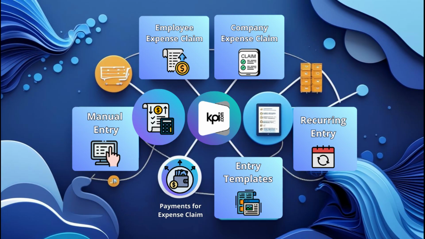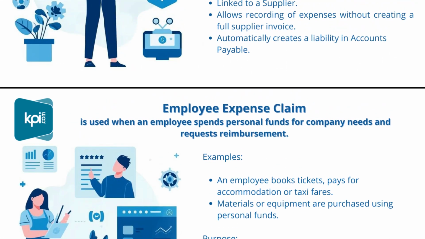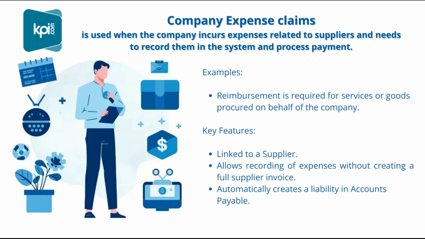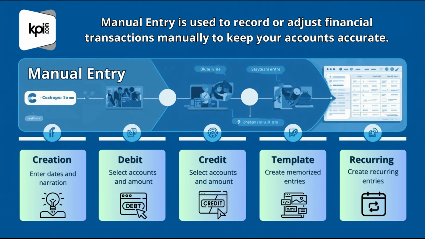In KPI.com, there are two types of expense claims. Employee expense claim is used when an employee spends personal funds for company needs and requests reimbursement. Company expense claim is used when the company incurs expenses related to suppliers and needs to record them in the system and process payment. Manual entry allows users to manually record accounting transactions that are not generated automatically by the system. Let's go through this step by step.